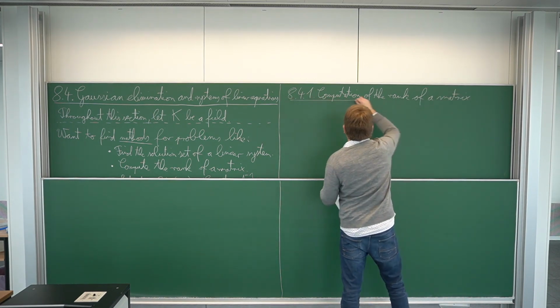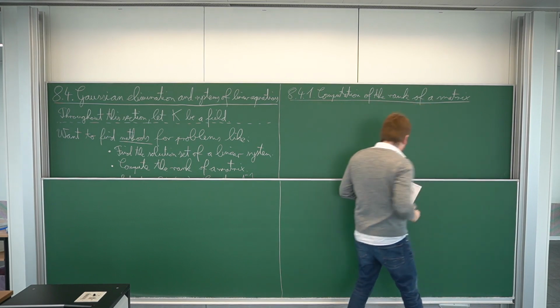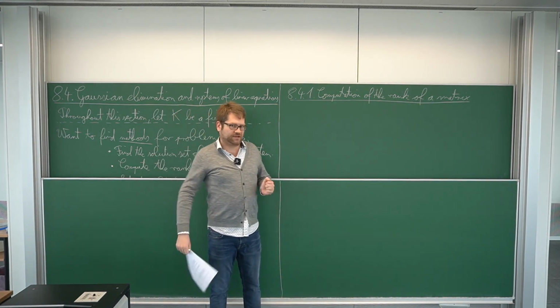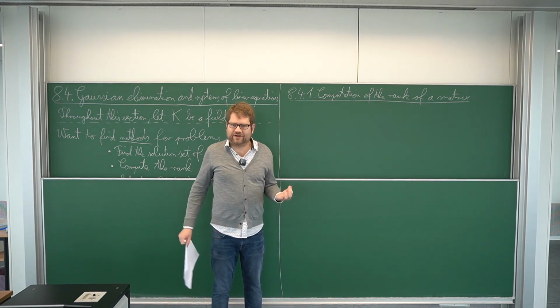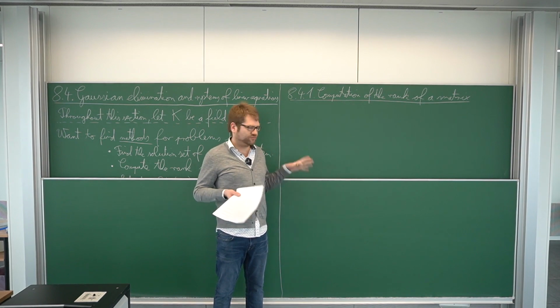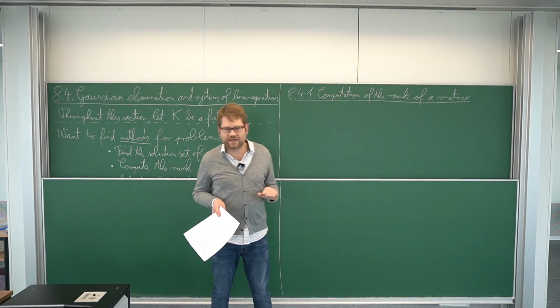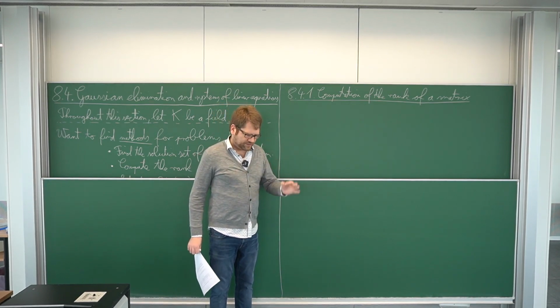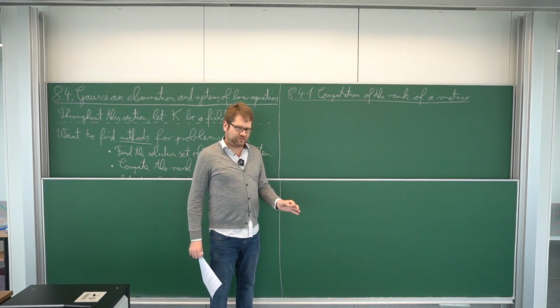Okay, and before we can do this computation, we will have to make some preparations. Now the idea is, if you have some matrix where you just can't really see the rank, the idea is to modify this matrix by some procedures and bring it into a nice form. And by nice form, we will see that this is later the so-called row-echelon form.